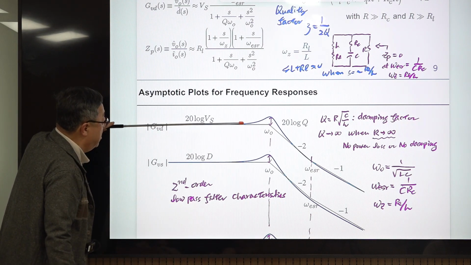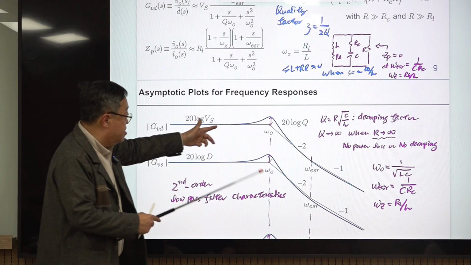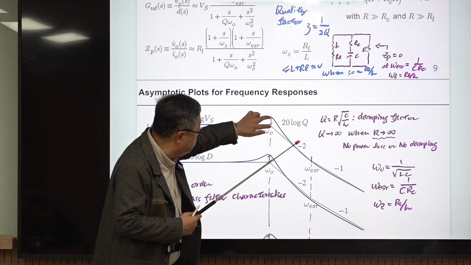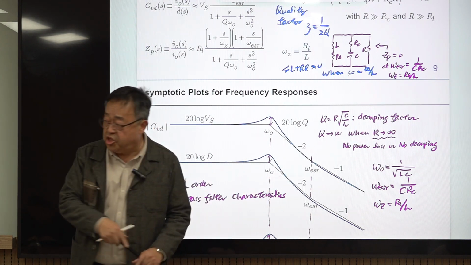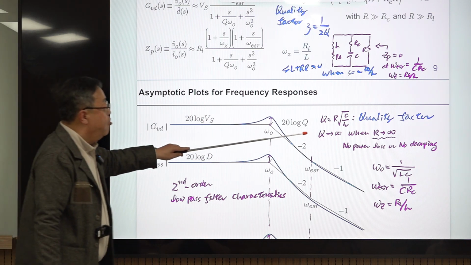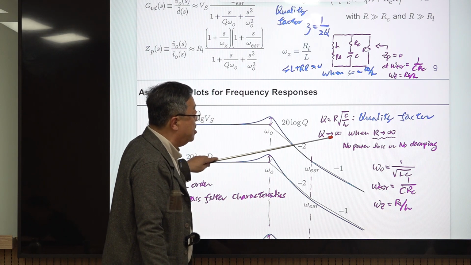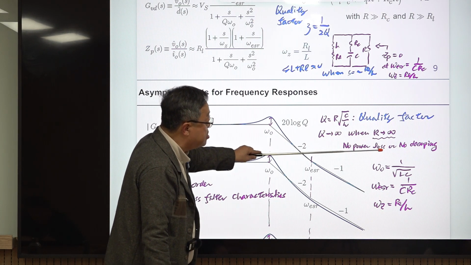And this one is 20 log Vs, and there is a peaking. You know this, okay? This is the accurate expression, and size of peaking in log scale is 20 log Q, and Q is called the quality factor, I'm sorry. Damping factor is something else. Quality factor. Q comes from the quality. Expression of this, again, when R becomes infinity, this becomes infinity because there is no power loss, and the quality becomes infinity. Okay, this means no power loss or no damping.